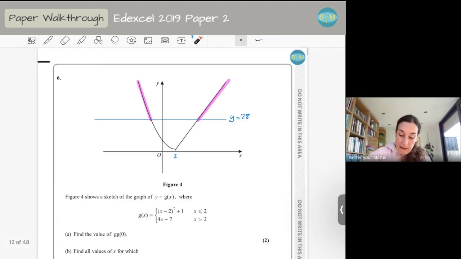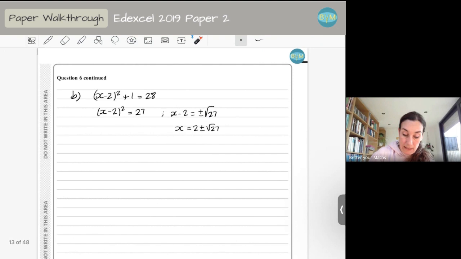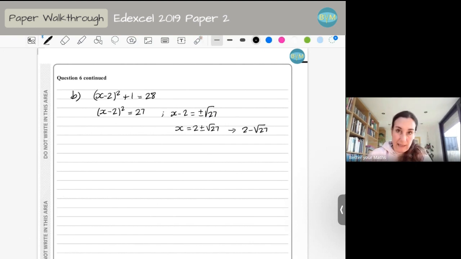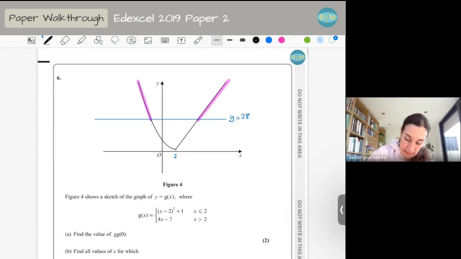I am using just this bit of the quadratic, but my quadratic will cut this line at another point here. But this x is positive, this x is negative, so I'm interested in this one. So I'm going to pick the negative one, which is 2 minus root 27, which is negative. So at this point here, x is 2 minus root 27, which means every value to the left of that value of x, my function g(x) is going to be greater than 28. Can everyone see that?